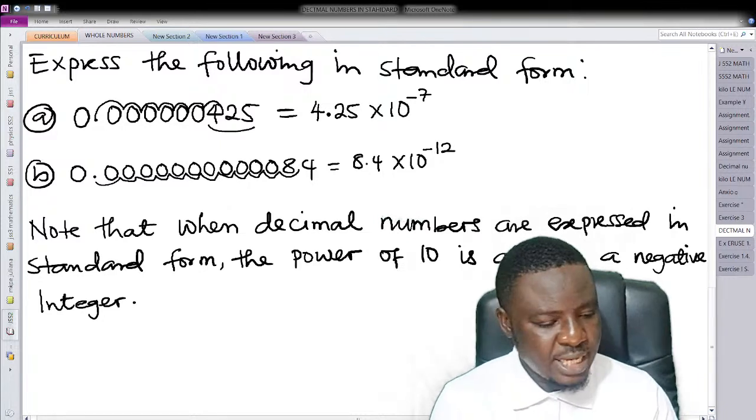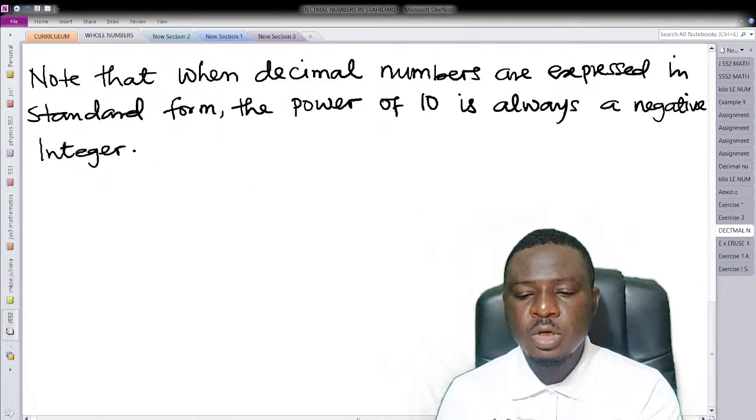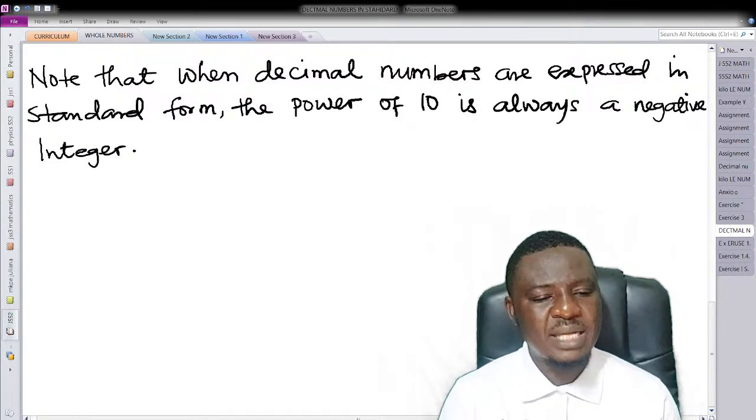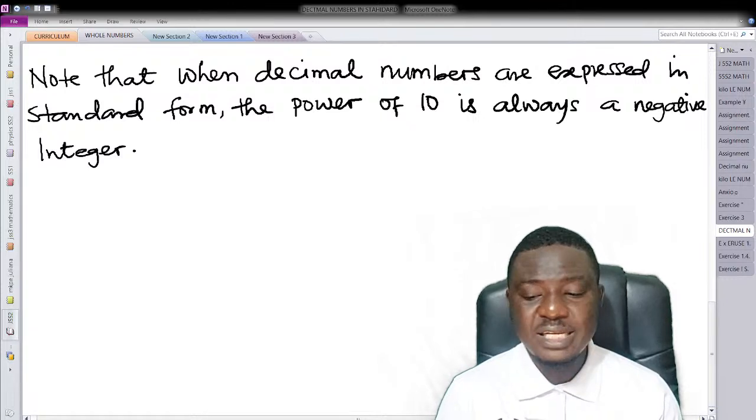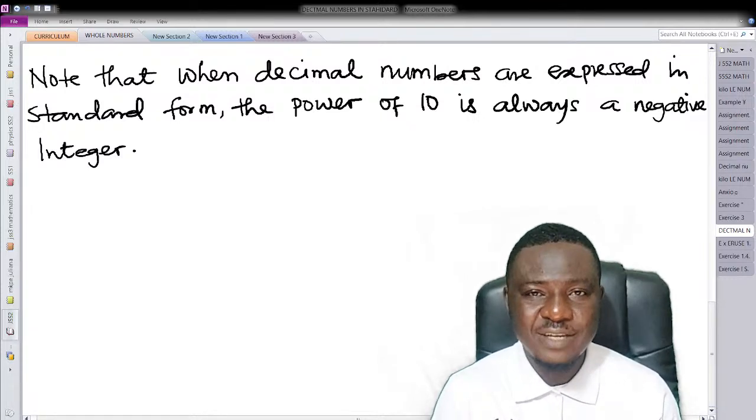Also, I said we should note that when decimal numbers are expressed in standard form, the power of 10 is always a negative integer.